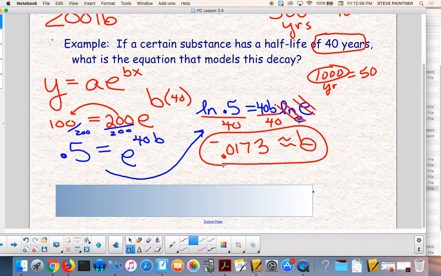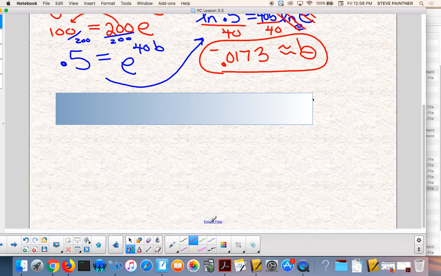Okay, now what? Let's write the equation. Here we go. The equation is y equals the starting point, whatever that is, times e to the negative 0.0173 times x, right? Okay, now remember a can be anything. Y will be half of a, okay?